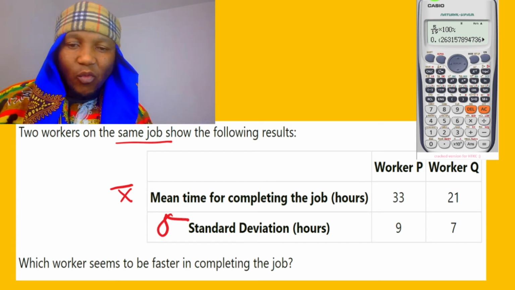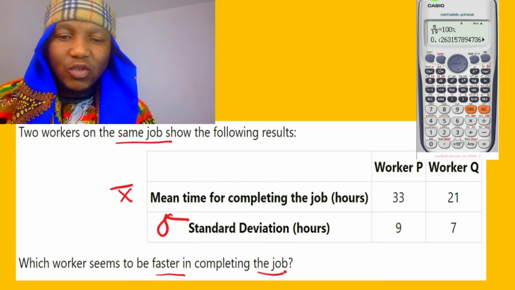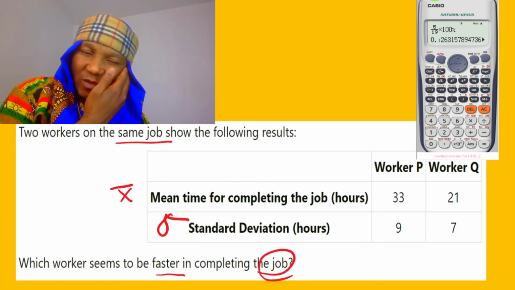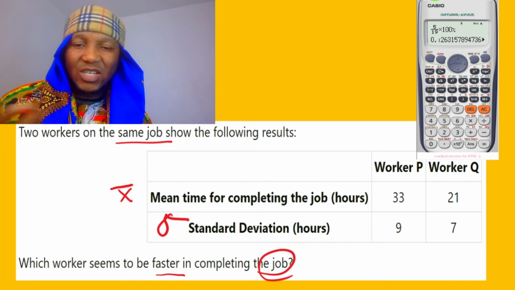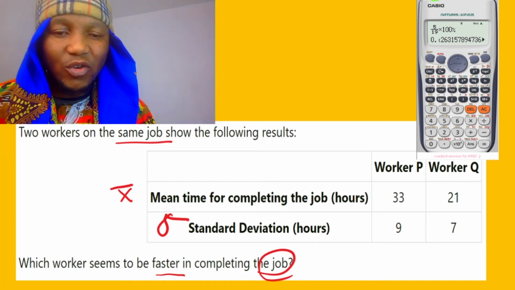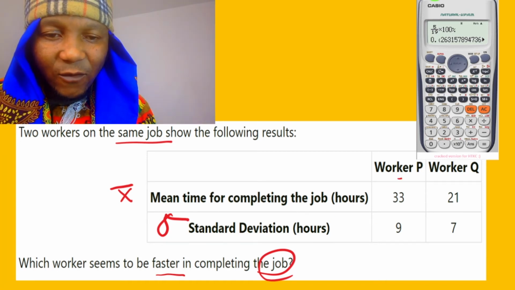So we do the same game. Which worker is faster to complete the job? What we're going to do is find the coefficient of variation, and after getting the coefficient of variation, take the smallest one. That's our answer. Let's start with worker P.